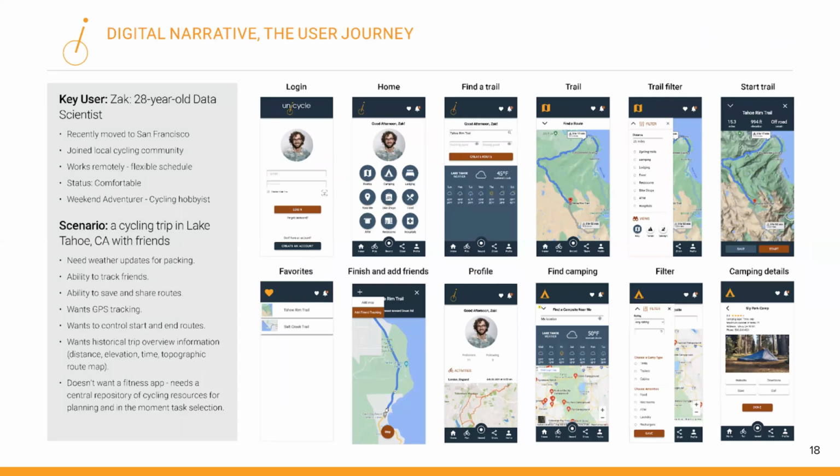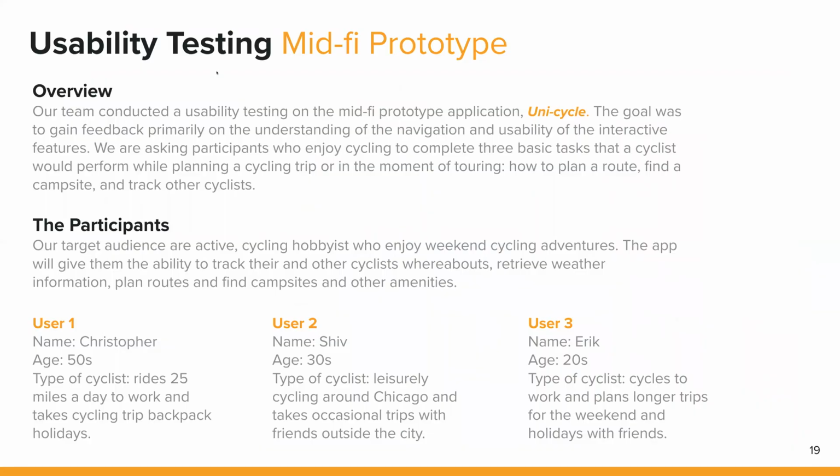Digital narrative, again, this is something that we've covered previously, so I'm not going to touch on this in great detail. For our usability testing for the mid-fi prototype, we took our users through 3 scenarios. During the first scenario, we had our users imagine that they were cycling in Lake Tahoe and they needed to find a place to camp for the night. The second scenario asked users to plan a cycling trip. And then the third asked users to track their friend's location.